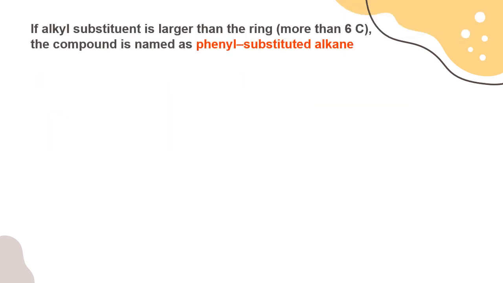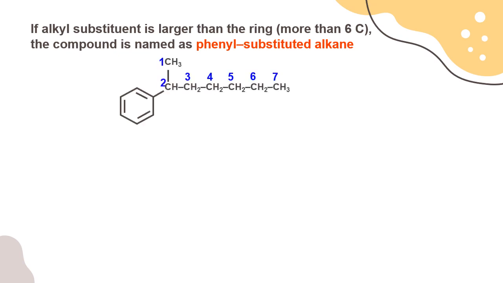If the alkyl substituent is larger than the ring, more than 6 carbons, the compound is named as a phenyl-substituted alkane. For example, here we have a 7-carbon chain, and then we have a benzene ring. Like I mentioned before, when you have a longer number of carbons than the benzene, this will be the parent name. So the name will be 2-phenylheptane, because this carbon is directly bonded to the benzene ring, so it's phenyl.